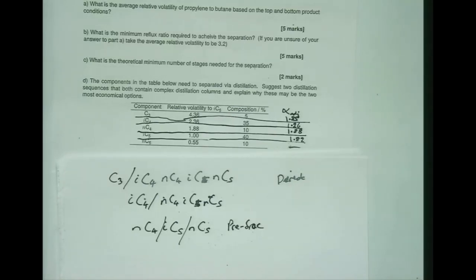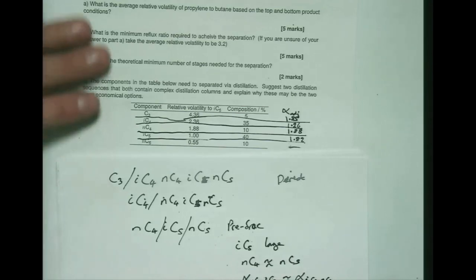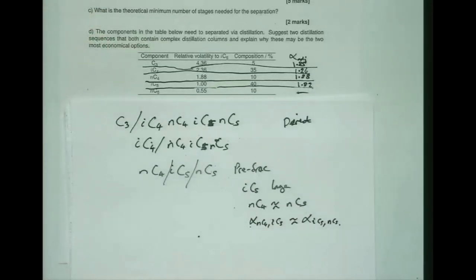And then when we've looked at our pre-fractionation column, our IC5 flow rate is large. The flow rate of NC4 is approximately that of NC5. And the relative volatilities are approximately equal in the separations that are going to be achieved. Okay? So that would be our potentially good first sequence.